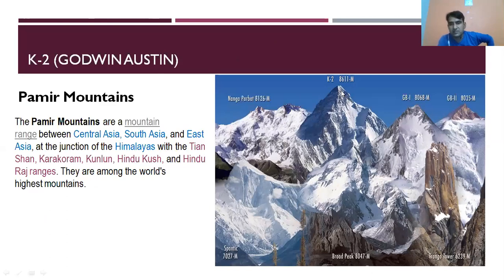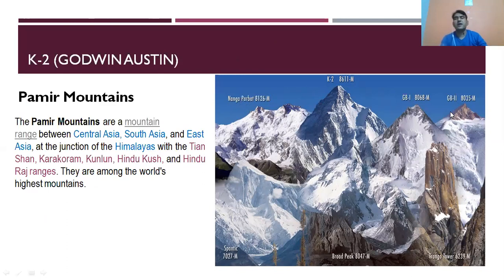Look at this epic view. This is K2, the highest peak in Pakistan. And then we have Nanga Parbat, the naked mountain, which is in the Hindukush. These are the rest, which are also in the Karakoram ranges, but the rest are in the Himalayas. This area is also called the Pamir north of Pakistan.